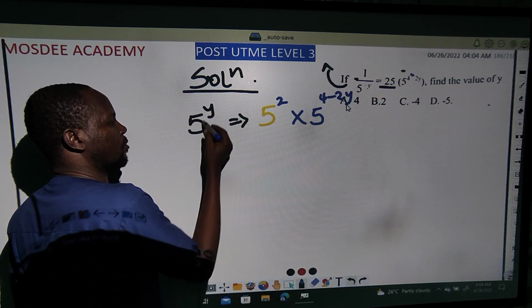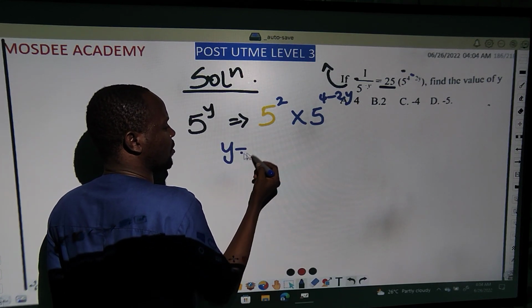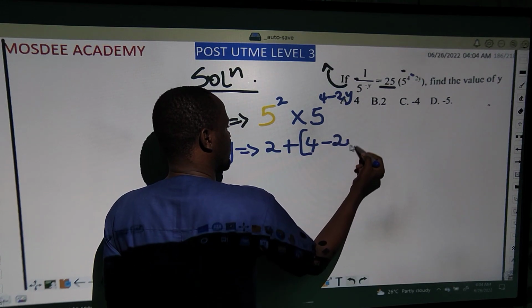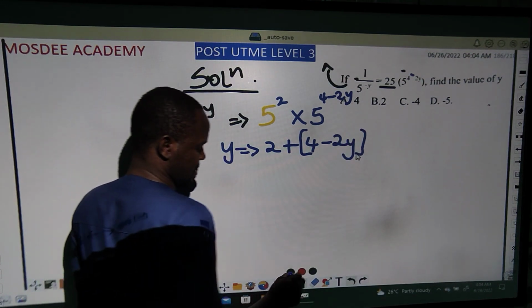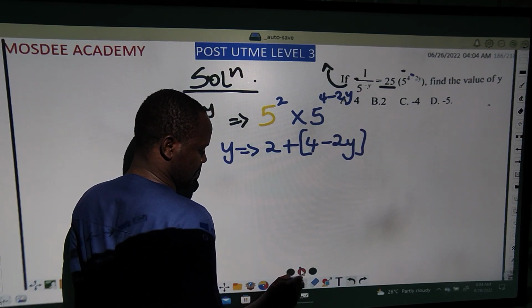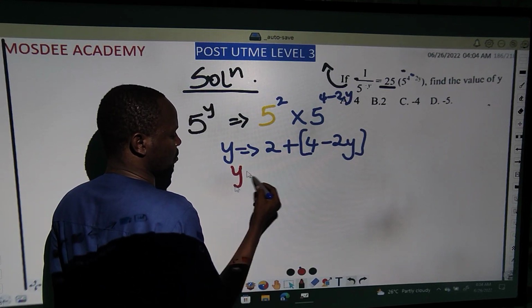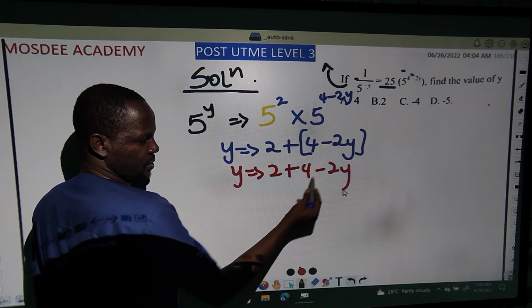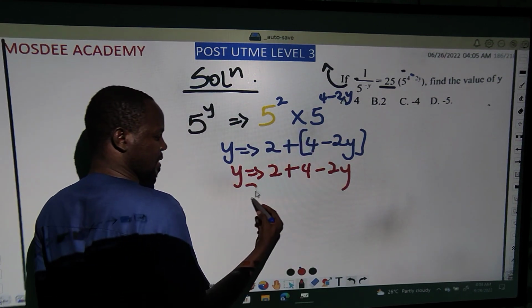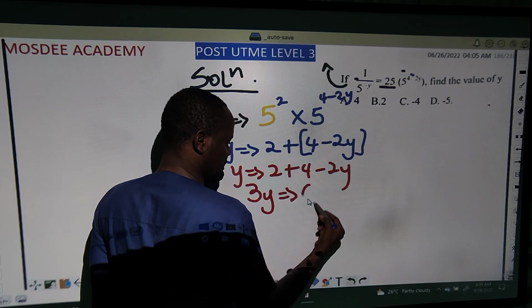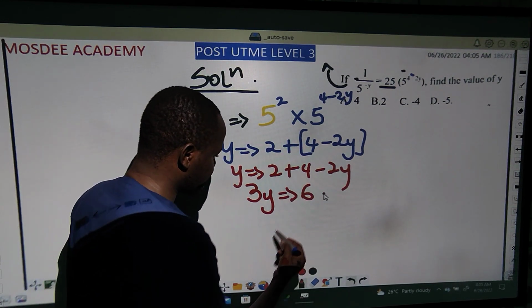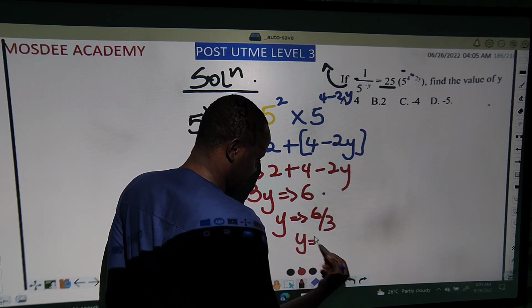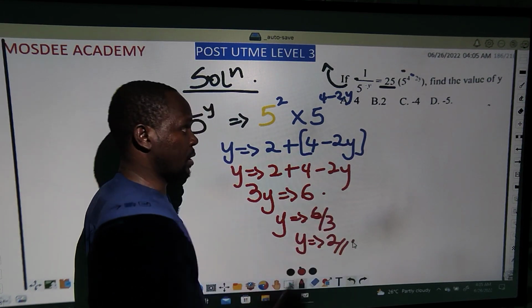So it's now the law of indices. Equate the powers. y is equal to 2 plus 4 minus 2y. There is no effect in the bracket. So we can say y is equal to 2 plus 4 minus 2y. This one will be plus, so 3y is equal to 6. On simplification, y is equal to 6 divided by 3. Your answer is nothing but 2. I hope students understand that.